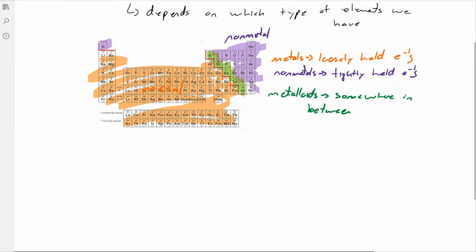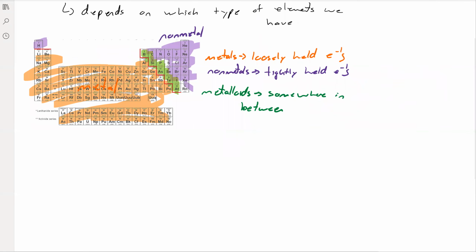So anyways, if we think about the electrons and how tightly they're held and think about the different combinations we can have, we can identify what kind of bonding we have. So for example, if we have two metals combined, they both have loosely held electrons, so none of them really want electrons, and the type of bonding there is metallic. This is often described as a sea of electrons. We'll see an example of that soon.